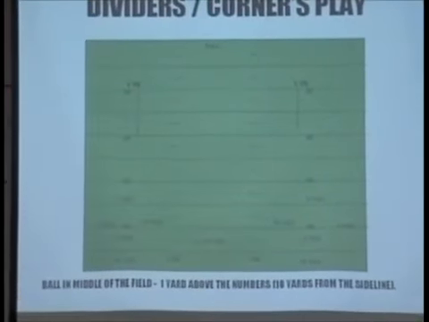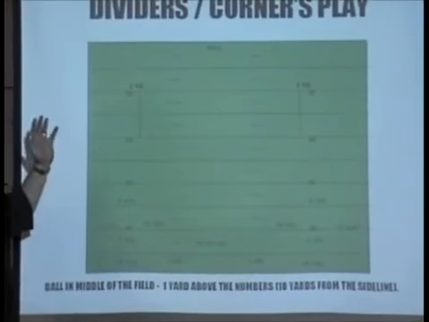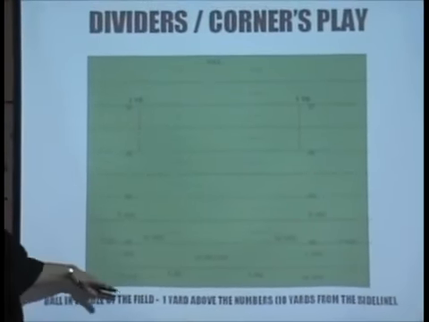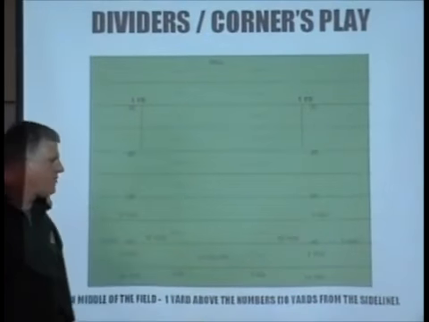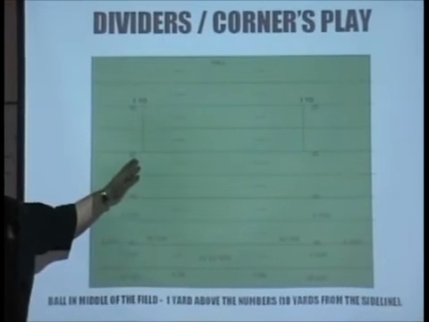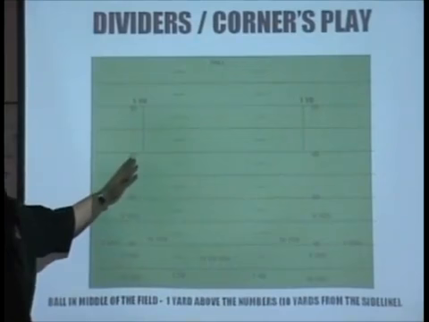Alright, we talked a little bit about this, so let's make sure we talk about the dividers for cornerbacks playing cover 3. If the ball's in the middle of the field, it's 1 yard above the numbers. That 1 yard, numbers are at 9.